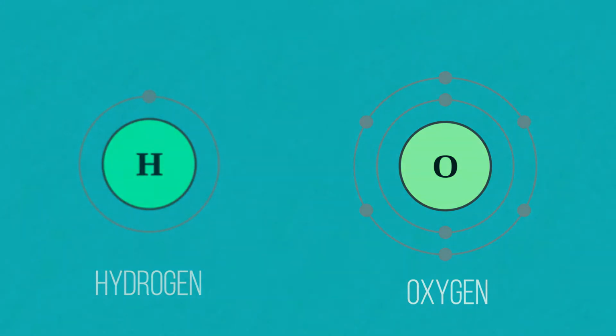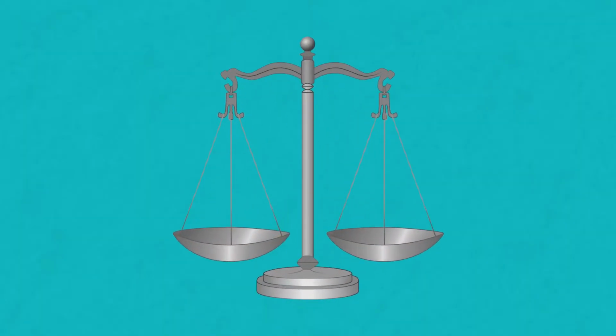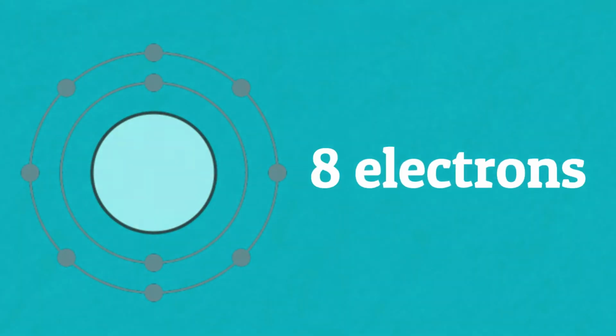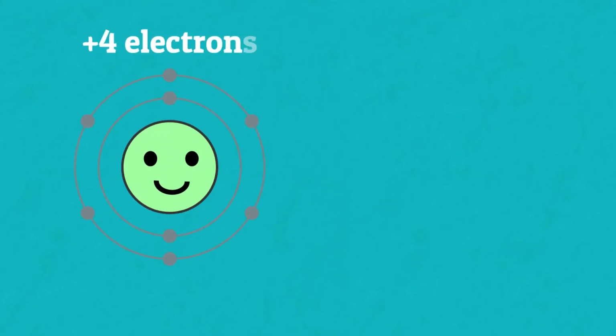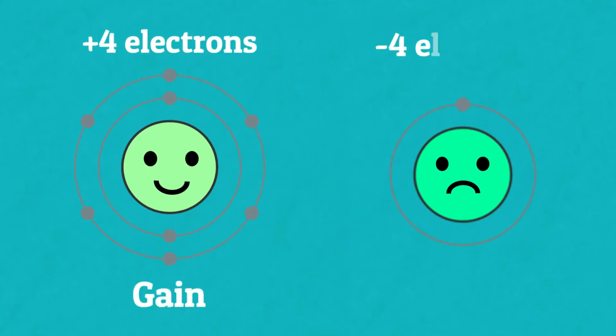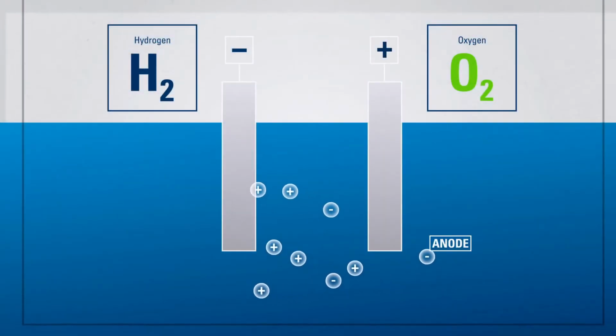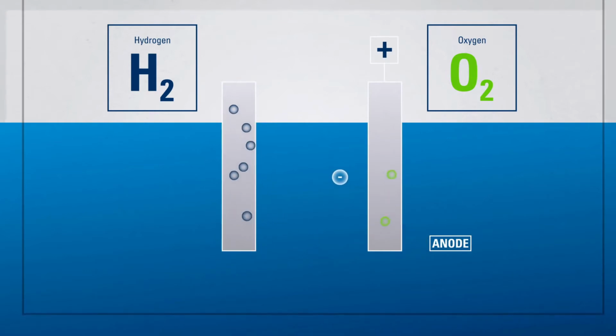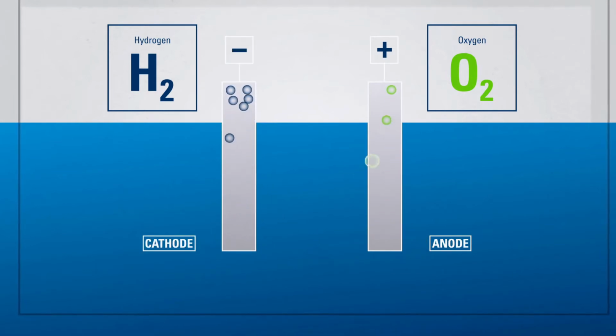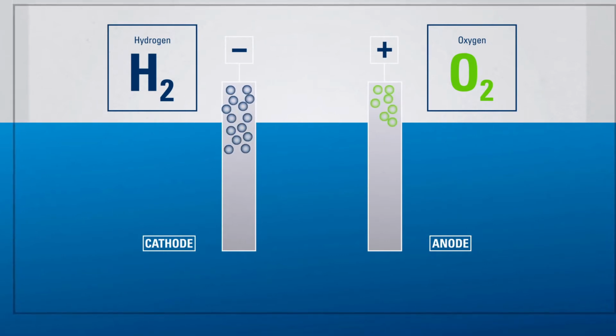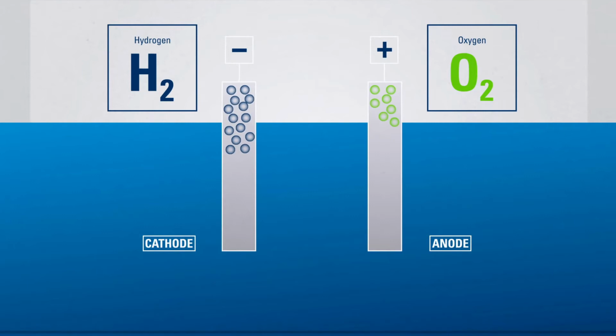As most of the things in our universe, these atoms search for balance. And for balance to be achieved, we need 8 electrons in the valence shell. Any atom with more than 4 electrons will try to gain them, and any atom with less than 4 electrons will give its electrons. In this case, hydrogen will give electrons, and oxygen will gain electrons. This way, when the anode releases electrons, the oxygen will capture them, and when the cathode takes electrons, the hydrogen will give them, separating the compound and producing electrolysis, releasing oxygen and hydrogen as independent gases.